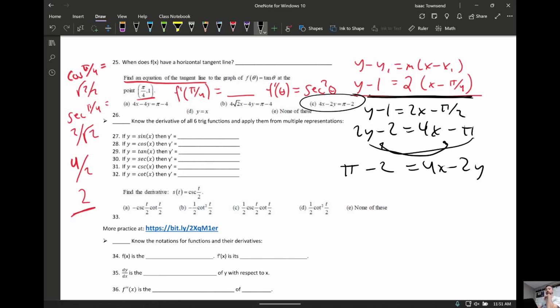What's absolutely critical is knowing point slope form, knowing where the values come from, and then if you need to distribute and move stuff over and combine like terms to figure out which answer is equivalent, then you got to do that.